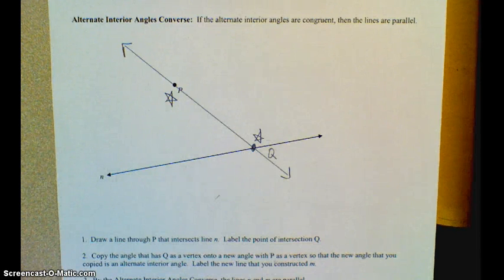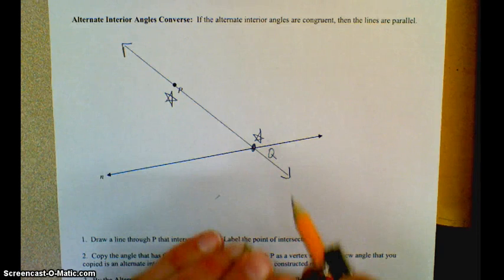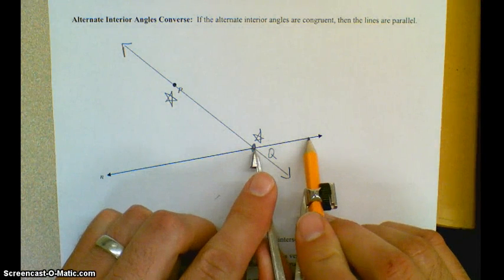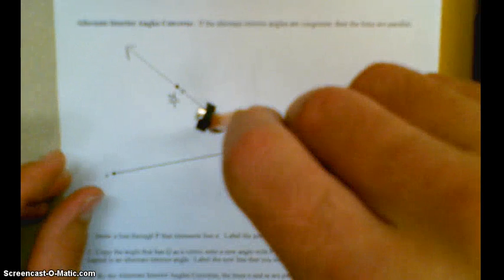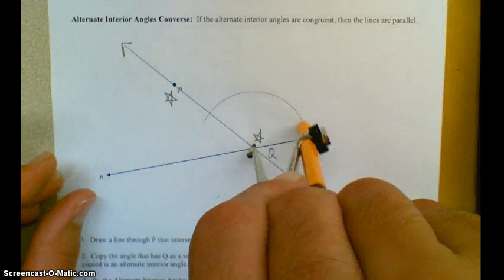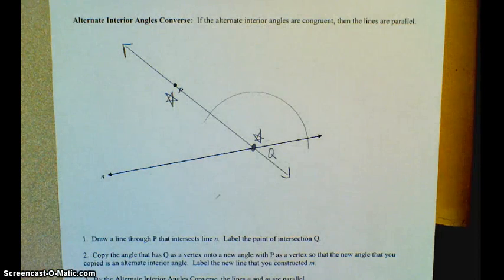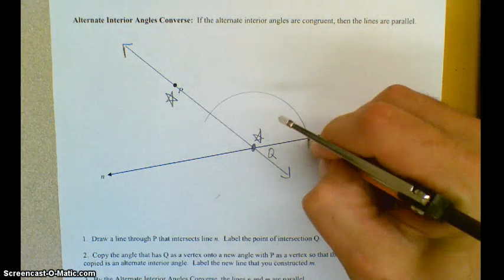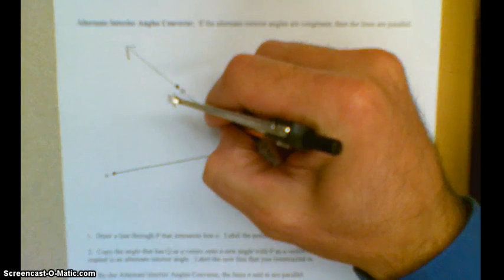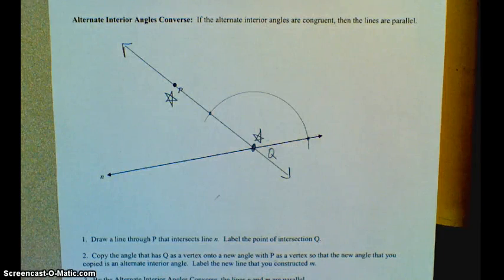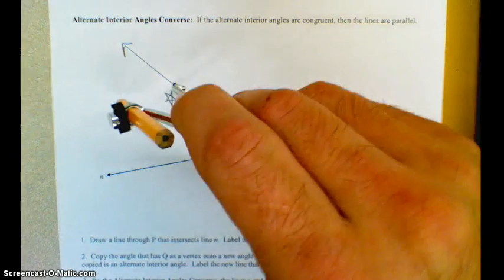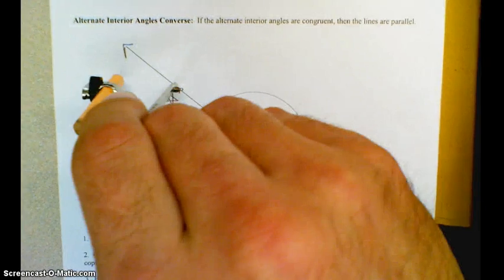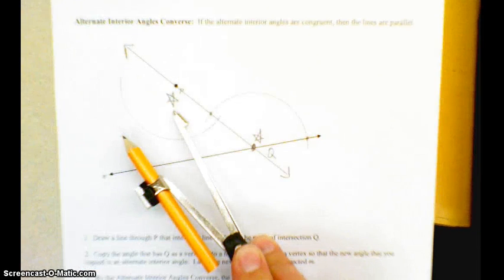To start the copy of an angle, take your compass point and put it on point Q, and make an arc that intersects both sides of the angle that we want to copy. Without moving my compass, put the compass point on P and make an arc by the star where we're going to create our angle.